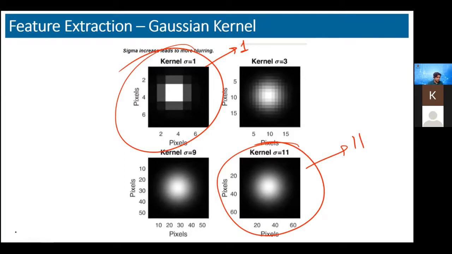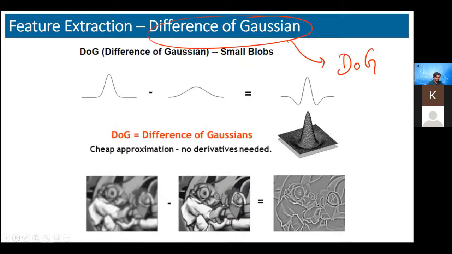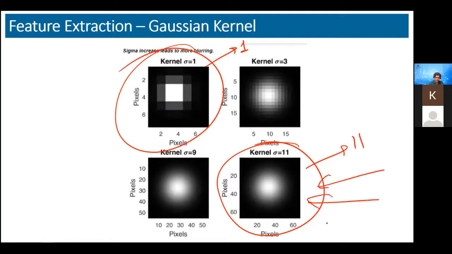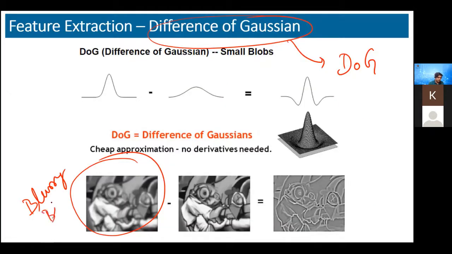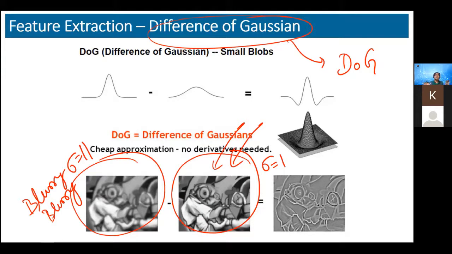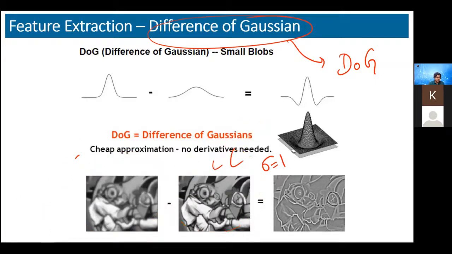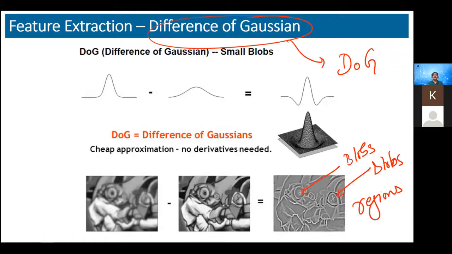And as you apply these two different kernels, as you increase the spread, your image will become blurry. When you apply a filter with a large sigma of 11, your original image will become blurry. When you apply a filter with a small sigma equal to 1, your image will stay high resolution. You take a difference of these two images. When you take the difference, you start showing blobs, or you start highlighting spatial regions that are different from the surrounding. And this is called a difference of Gaussian.